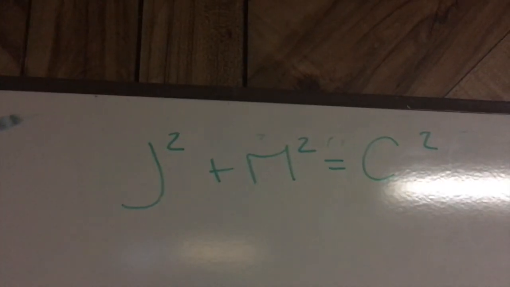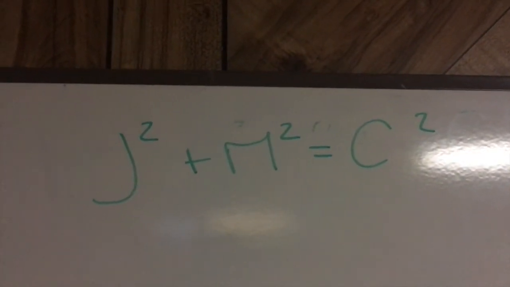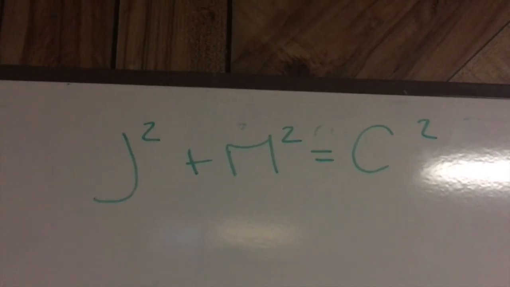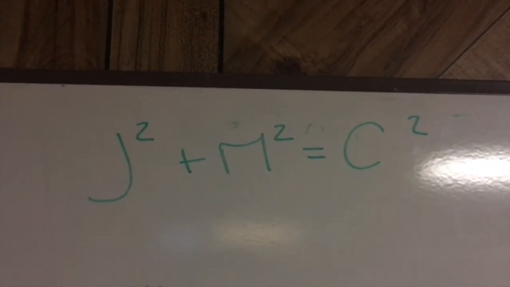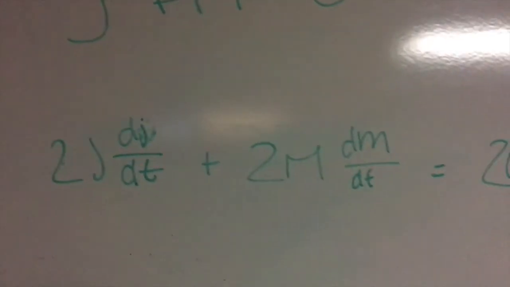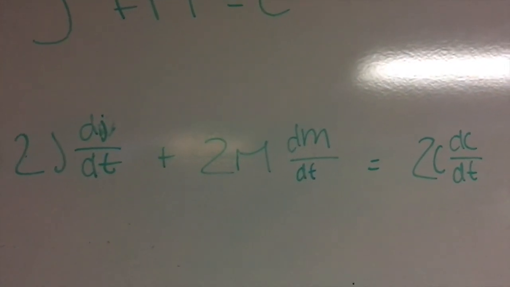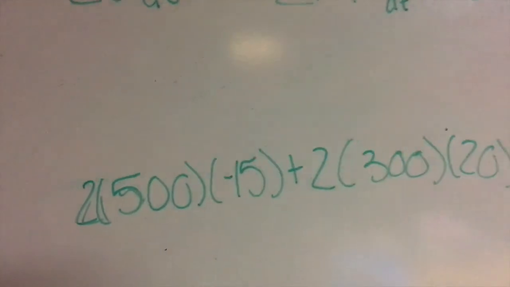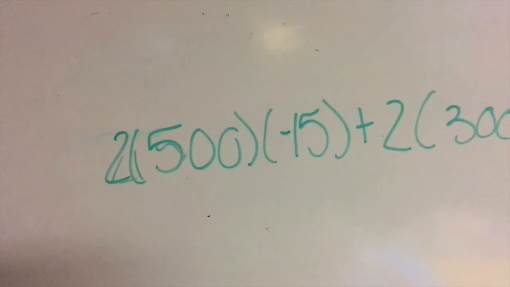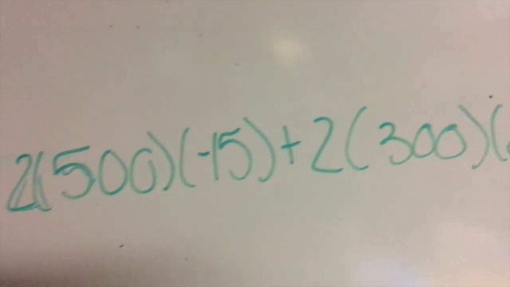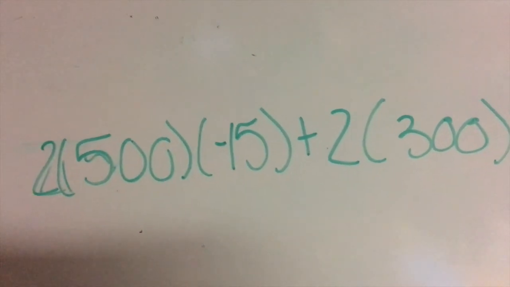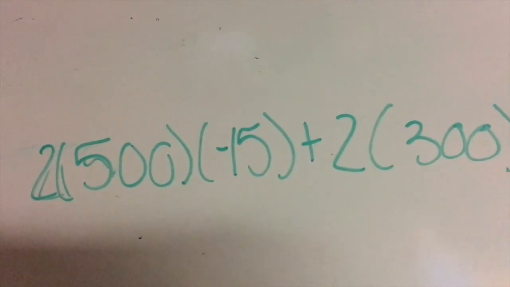For this related rates problem, we come up with the equation J squared plus M squared equals C squared. And in order to continue, we need to take the derivative with respect to time to get this. We then plug in the variables that we know. We know that Joe is 500 feet away, and he is moving at 15 feet per second, and it is negative because he is moving south.